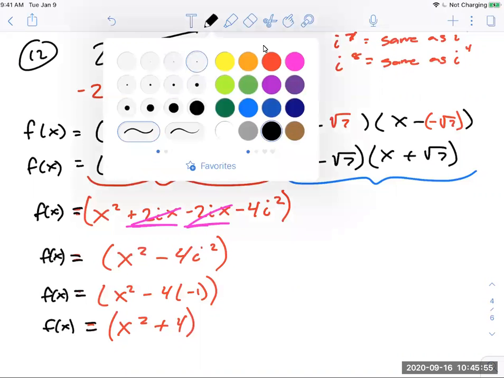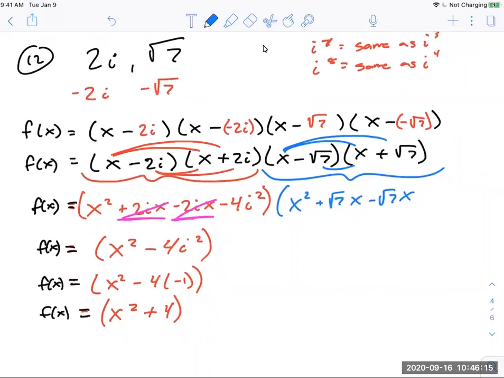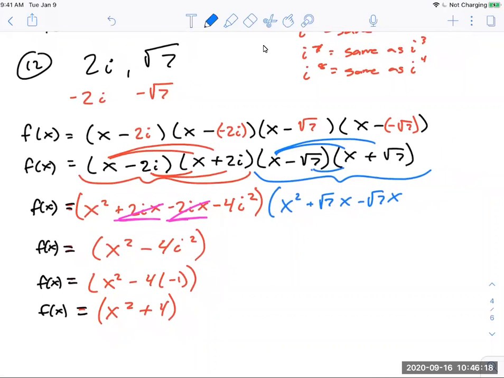Let's look at the blue side now. Same thing with distributing. x times x, x squared. x times radical 7 is a positive radical 7x. Negative radical 7 times x is a negative radical 7x. And now this one here, negative radical 7 times radical 7. That's going to be a negative radical 7 squared.